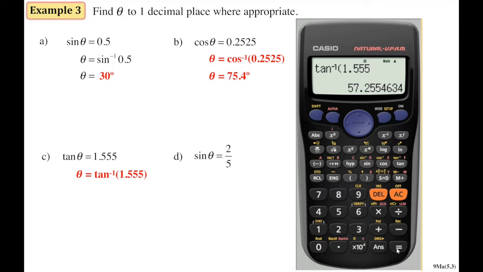Part C, to get theta, we do the inverse tan of 1.55. When you put that into your calculator, you'll get 57.3 degrees. And let's try our final one. Sine theta equals 2/5, so we're going to do theta equals the inverse sine of 2/5, and that's 23.6 degrees if we take it to one decimal place.